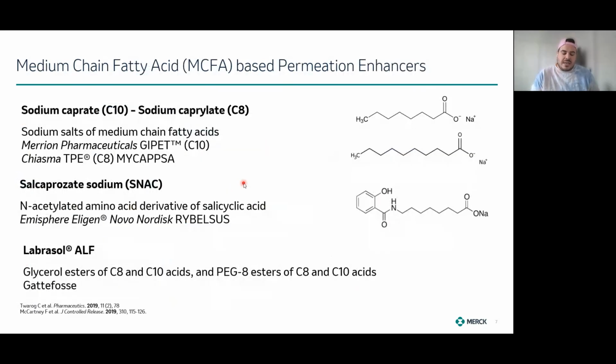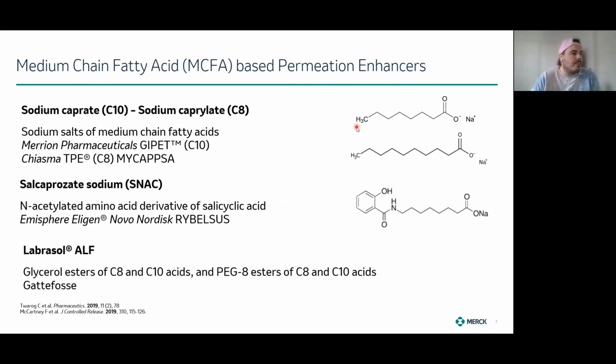So these medium chain fatty acid permeation enhancers, as I said, are pretty well characterized. I've got three on screen for you here. This is sodium caprylate, sodium caprate, and then salcaprozate sodium, or SNAC. The three of these have made it into clinical trials and shown pretty promising results for various different companies.